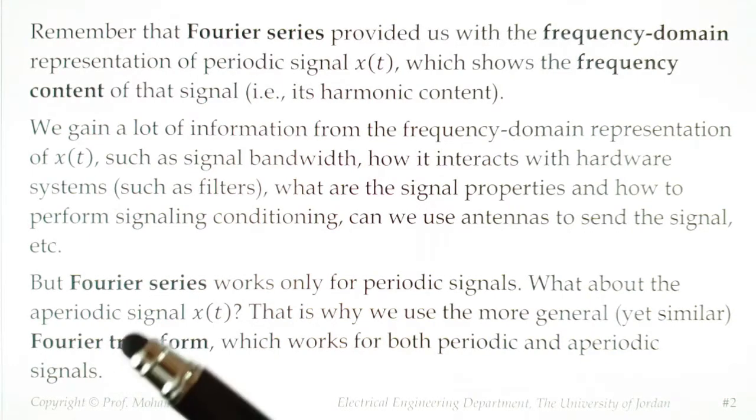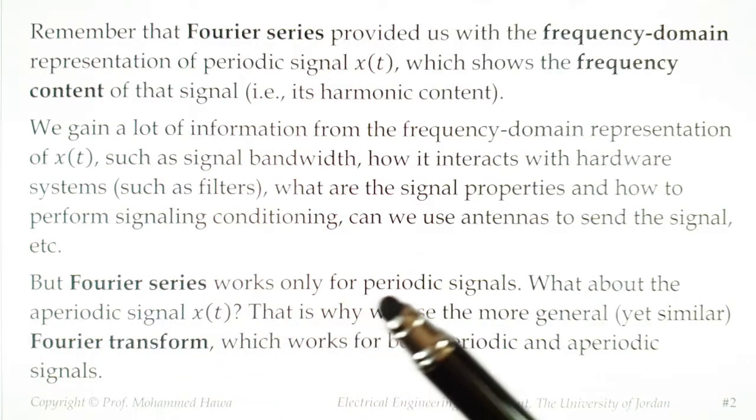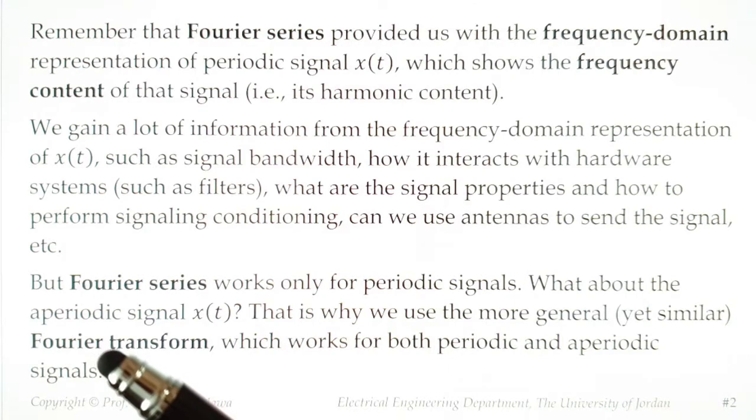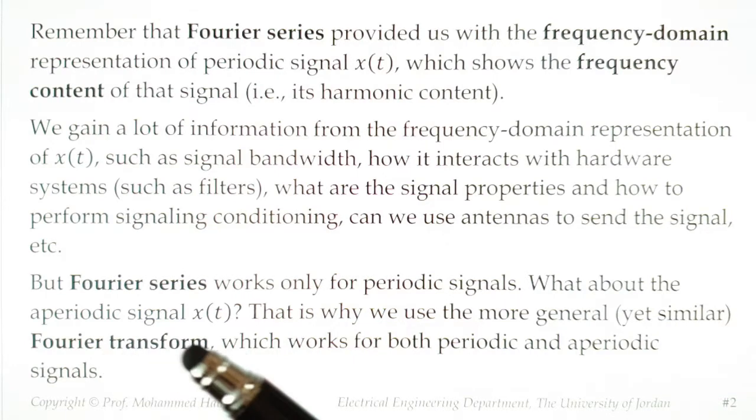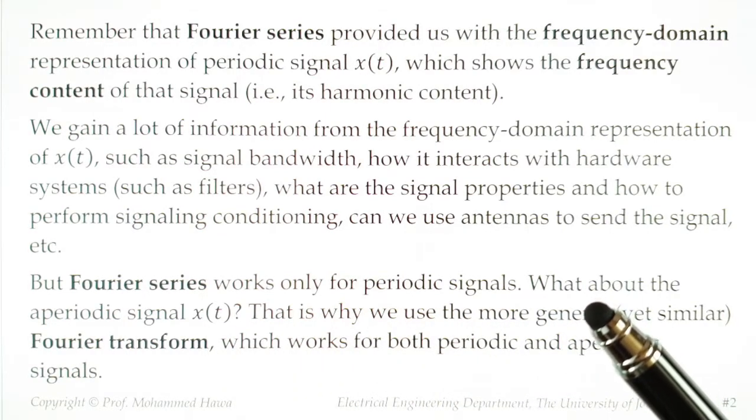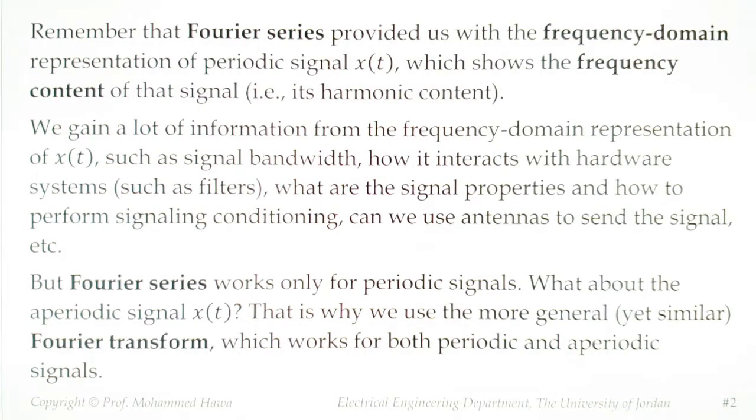The problem though is that Fourier series works only for periodic signals. It does not work for aperiodic signals. So how can we get the frequency domain representation for an aperiodic signal x of t? Here is where Fourier transform comes in, because Fourier transform is more general than Fourier series, yet it's quite similar to Fourier series and can show you the frequency content of your signal. Not only that, it works for both periodic signals and aperiodic signals alike.